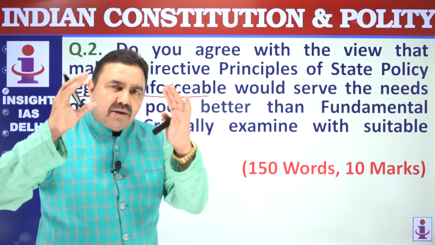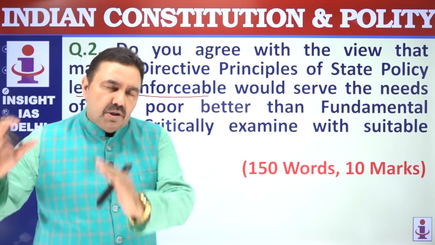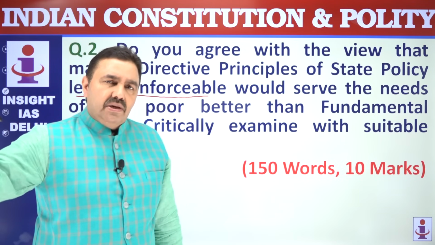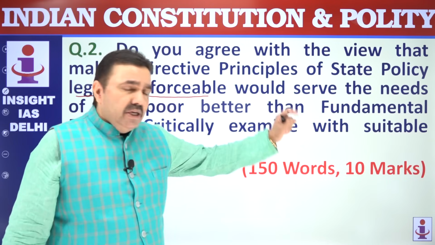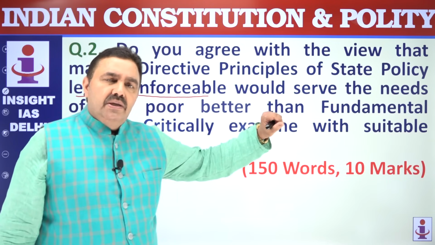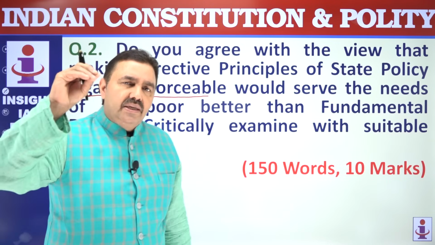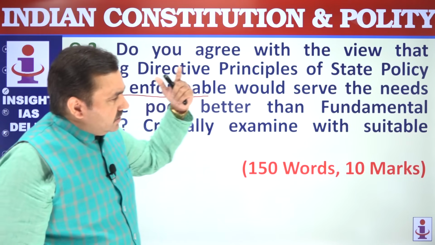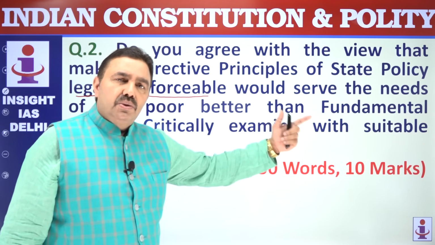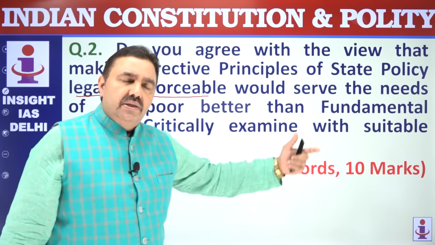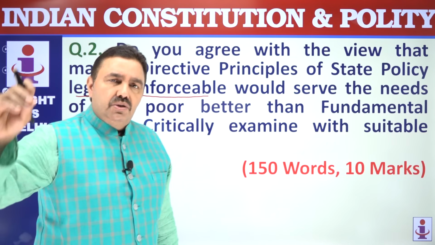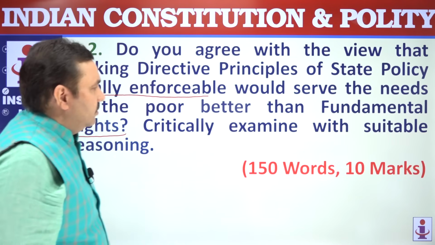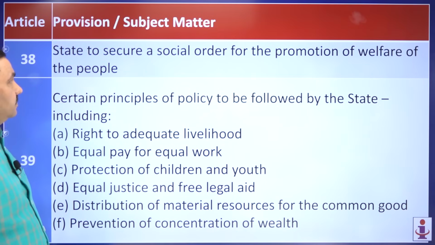Fundamental rights primarily focus on political justice, or you can say political rights, cultural rights, religious rights. DPSPs focus on socio-economic aspects, so we have to understand the key difference between the two. Fundamental rights are justiciable. You can approach High Courts under Article 226 or the Supreme Court under Article 32. But DPSPs are non-justiciable. You cannot approach a court to get their enforcement.